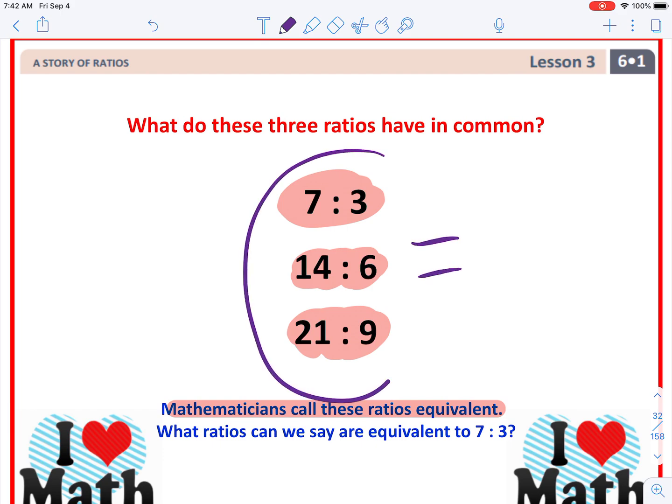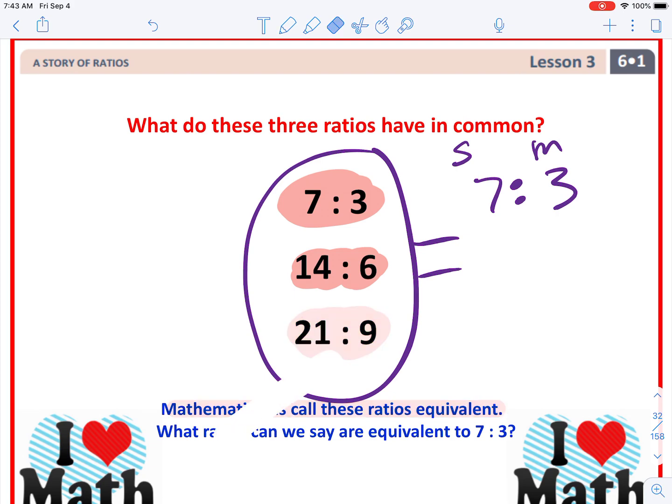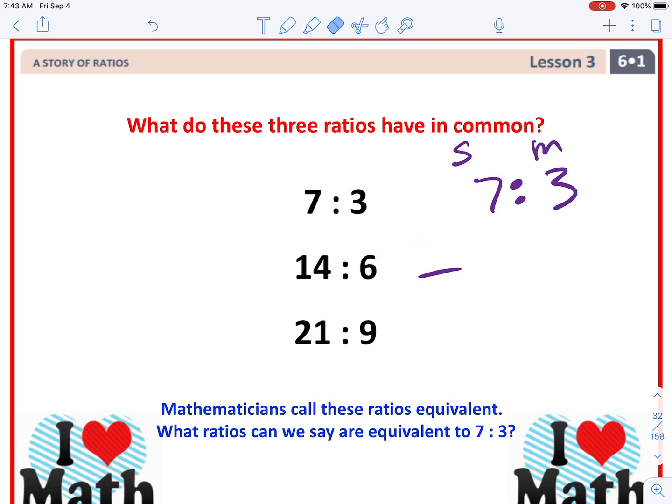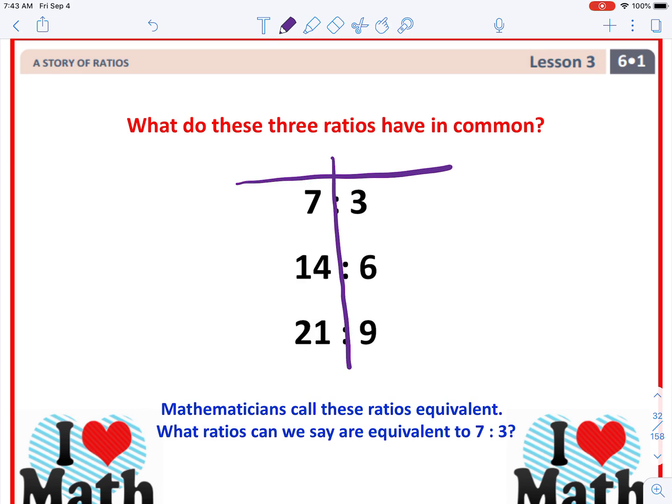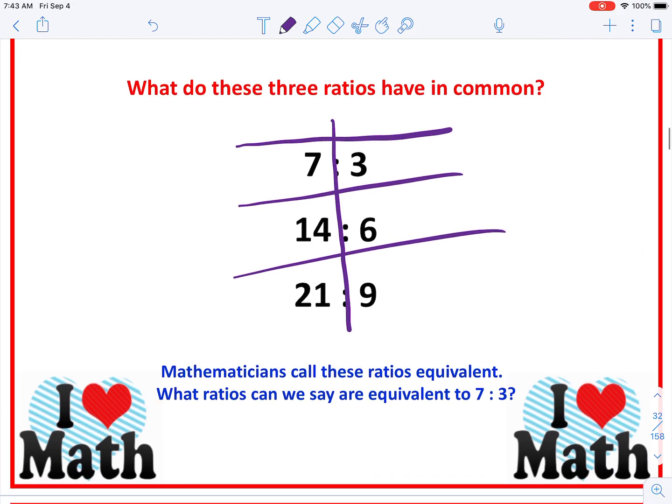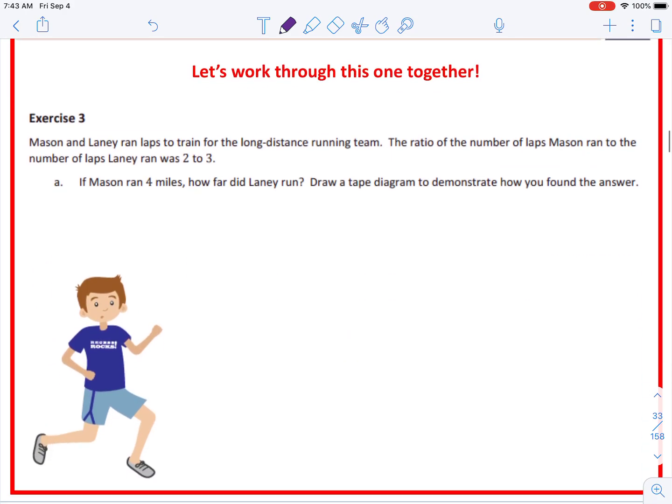These are all telling us that for every 7 units of ribbon that Channy has, Mel is going to have 3 units, whether it's inches, meters, whatever. All of these are equivalent. And if you were to make a table like we've done before, it would look just like this. So now we know that these are equivalent. Let's move on.